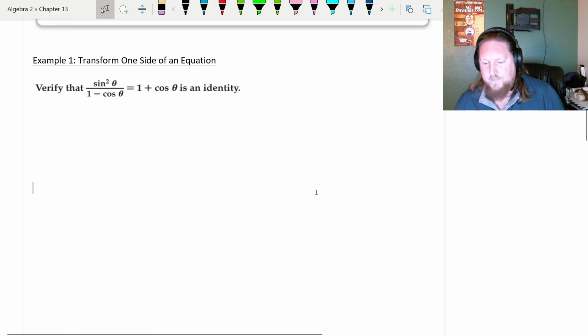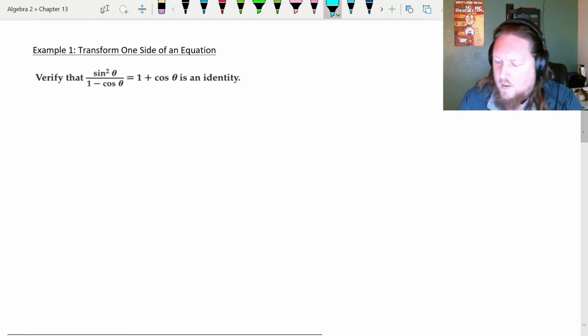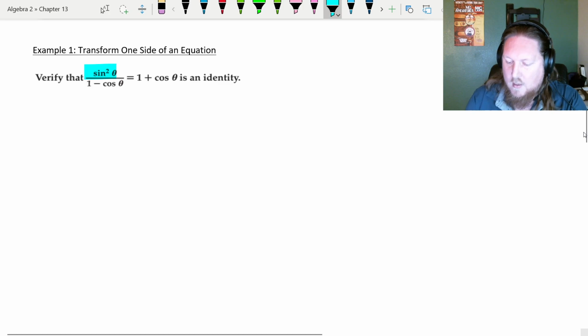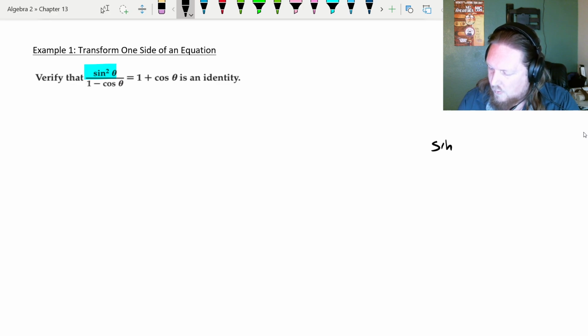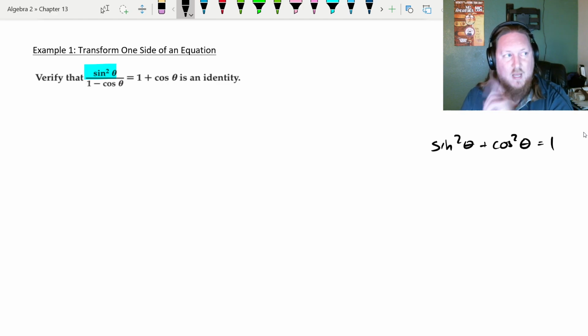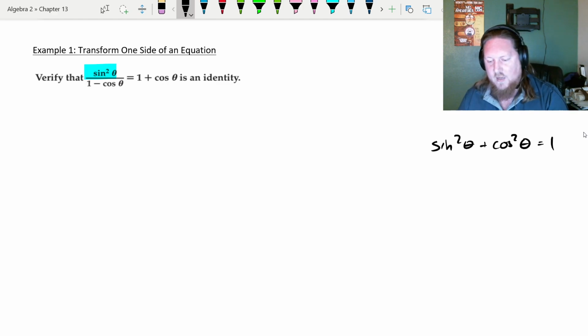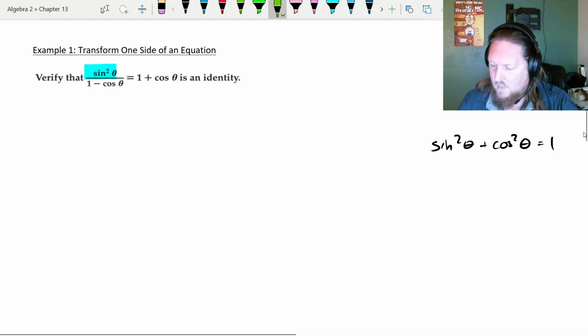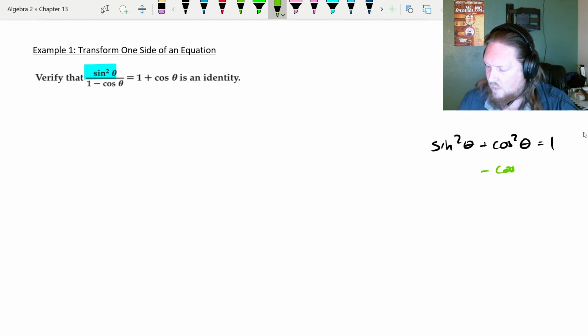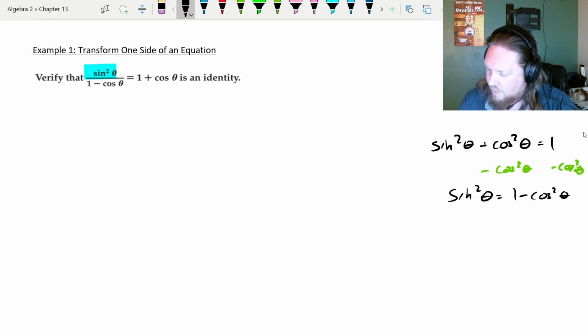Now, when I'm looking at example one, I see a couple things. I see sine squared. Whenever I think of sine squared, I immediately think sine squared theta plus cosine squared theta equals 1. That is the Pythagorean identity. And I've got sine squared all by itself right there. It'd be nice if I had sine squared all by itself here. So I actually have sine squared theta equals 1 minus cosine squared theta.